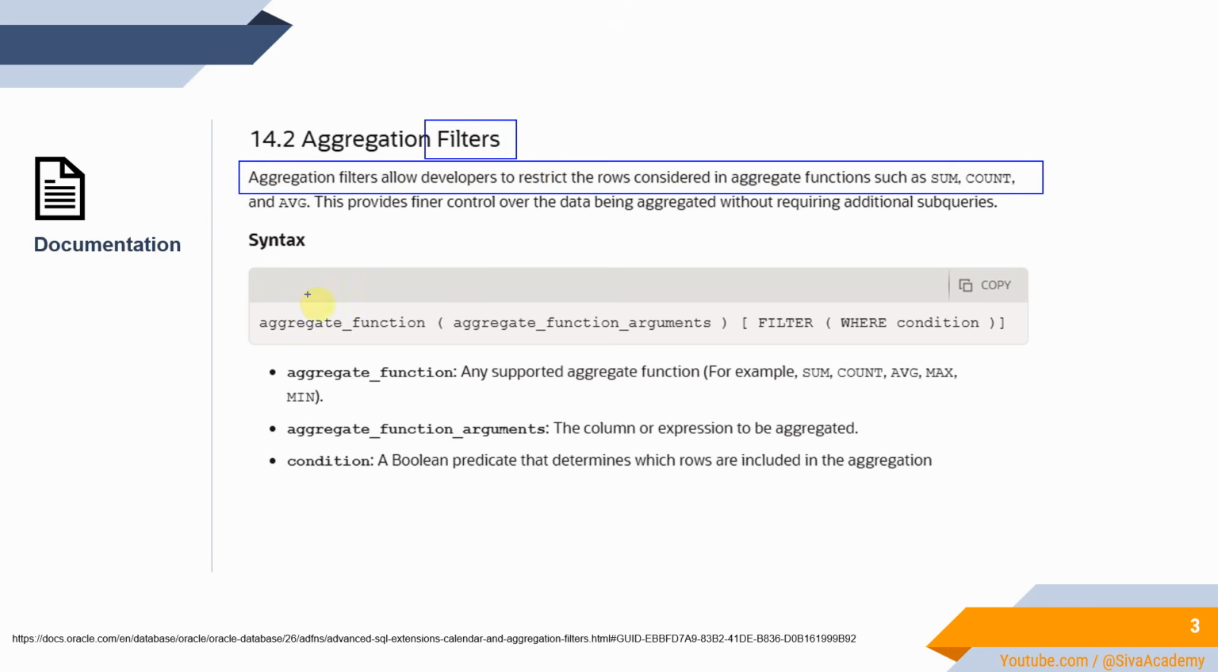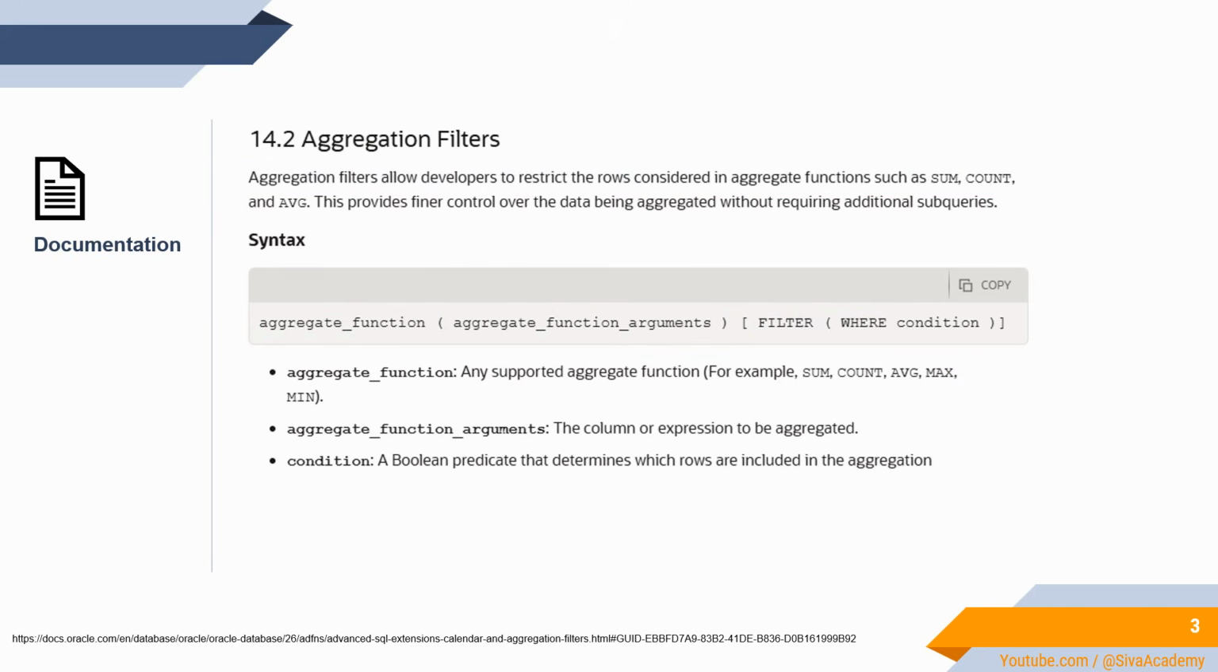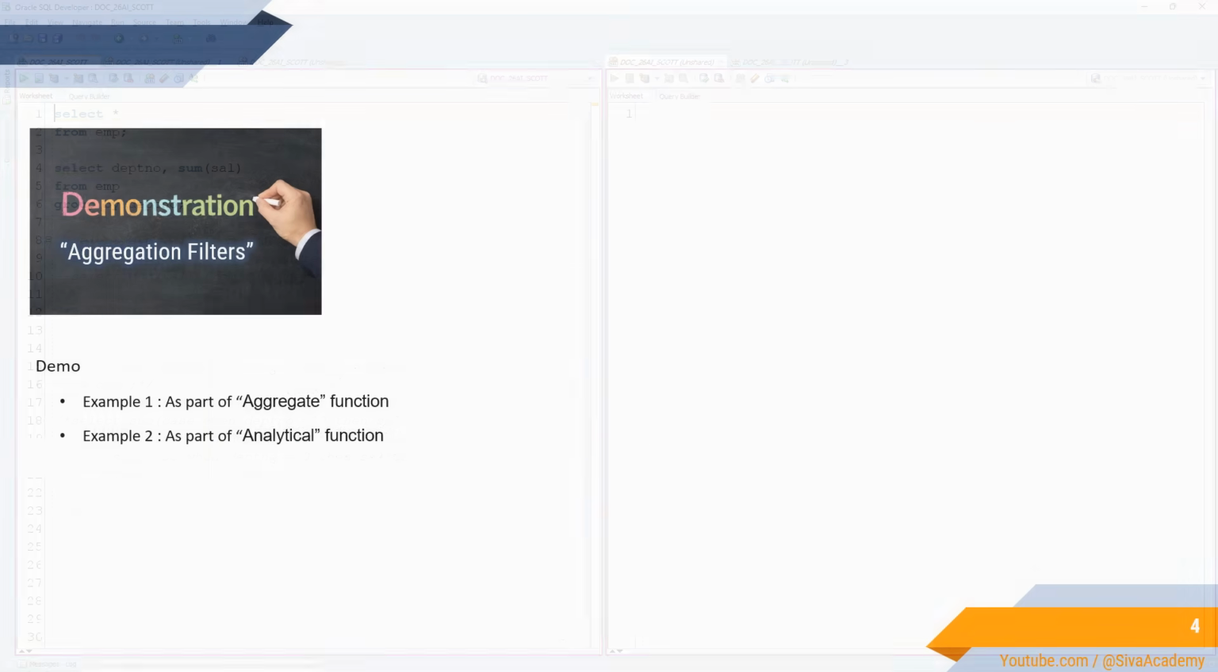So here is a simple syntax. Till here it is the same, we are going to use the aggregate function followed by the input parameter. Followed by that we have an optional filter clause where we are going to say the additional condition. Okay, so let's understand with an example. Let's start with the demo.